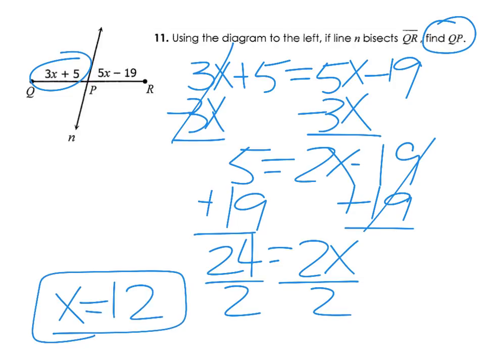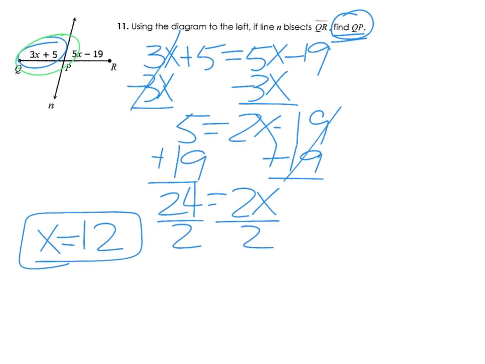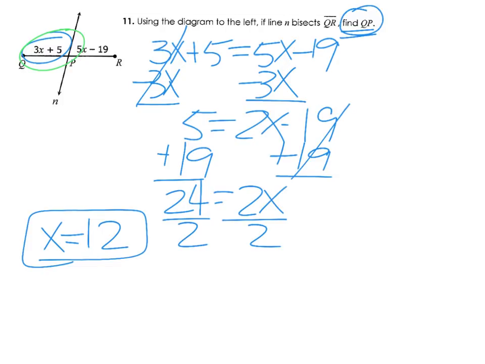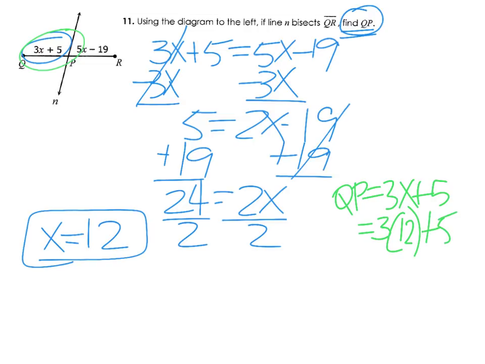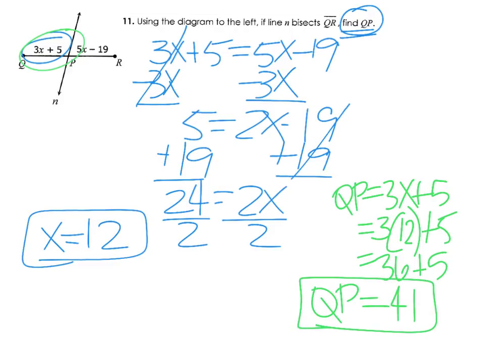Now, that's not our end goal here. We're not trying to find X, we're trying to find QP. So we have to go back and plug it into 3X plus 5. So, let's get some more space here. To solve for QP, we know that QP equals 3X plus 5. So we plug in X. So 3 times 12 plus 5. 36 plus 5. So QP equals 41. And now you're done. That's what we were looking for. We were looking to find the length of QP.